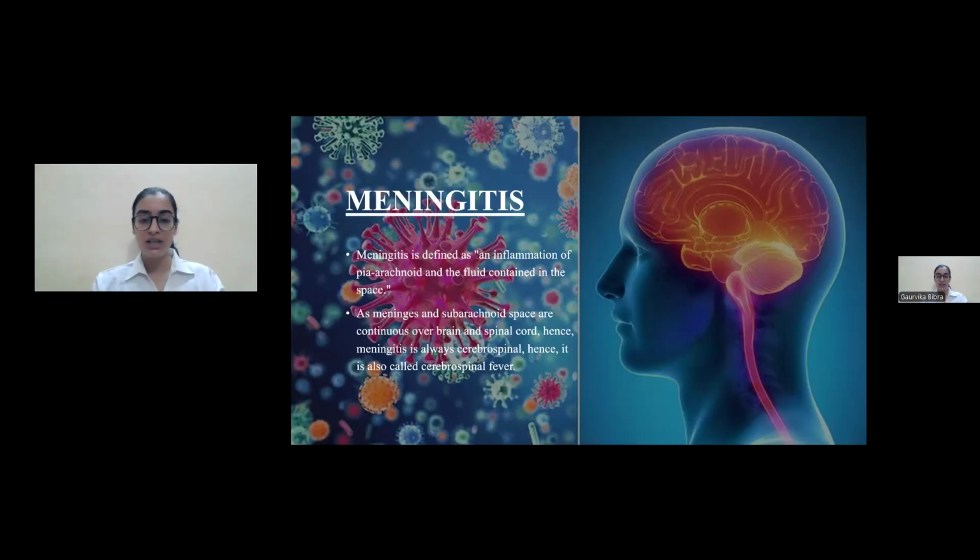Now, starting with meningitis, it is an inflammation of the pia arachnoid and the fluid contained in the space. The fluid meaning the CSF, as meninges and subarachnoid spaces are continuous over the brain and spinal cord. Hence, meningitis is always cerebrospinal. Hence, it is also called cerebrospinal fever.